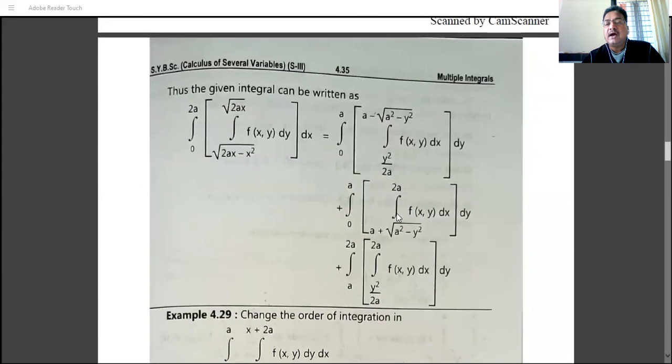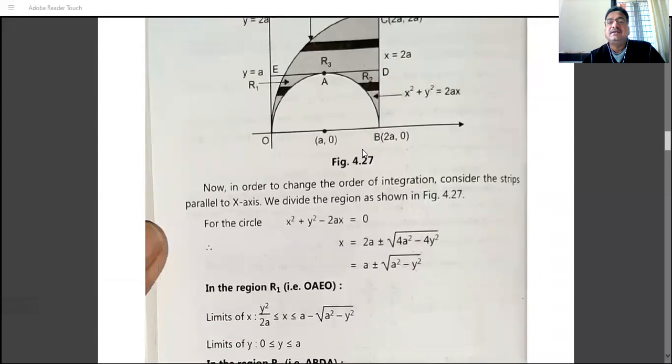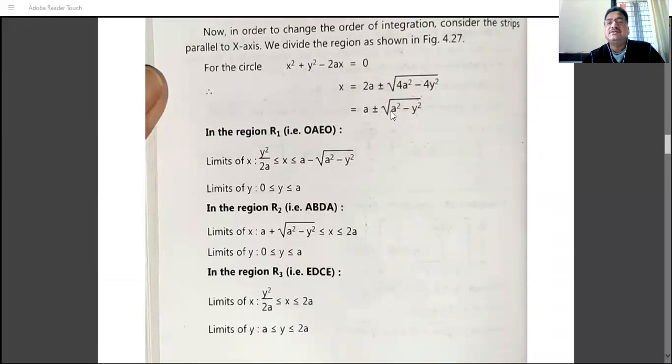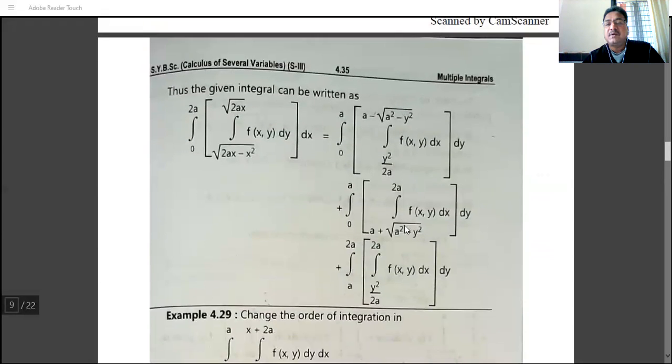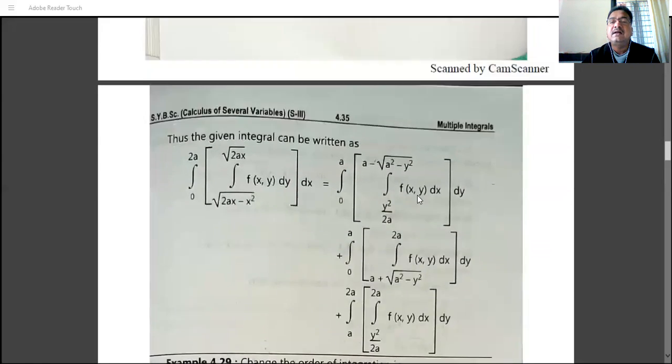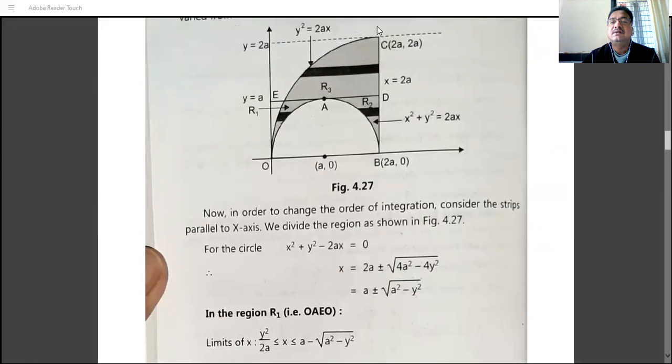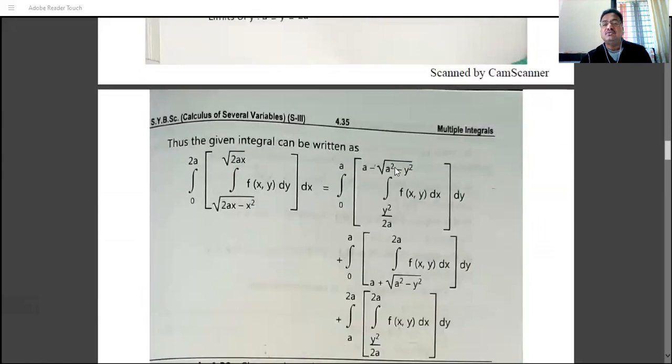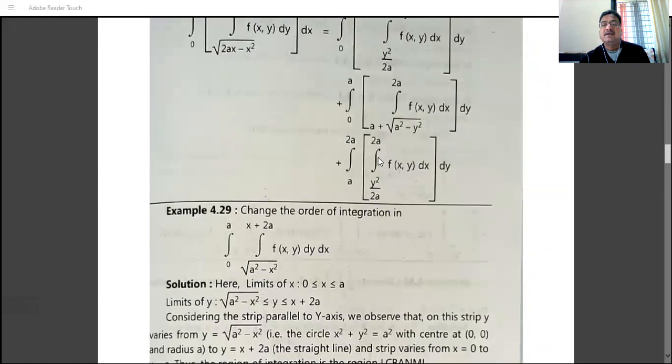Then double integration over R2. What is the limit of that integration? In the region R2, if you draw the strip parallel to the x-axis, then one end of this strip touches the circle x square plus y square minus 2ax. From this, the value of x is a plus root a square minus y square, taking the plus sign for this end. And the other end of the strip touches the line x is equal to 2a. So x is equal to 2a is its upper limit.